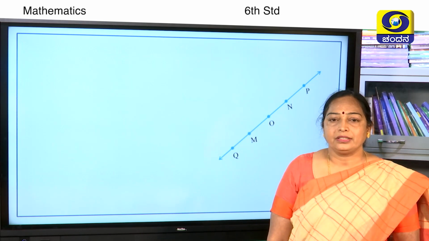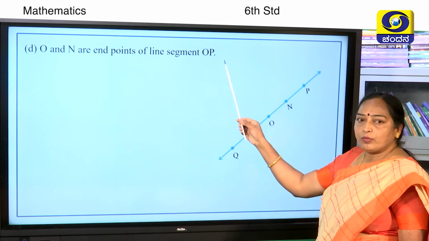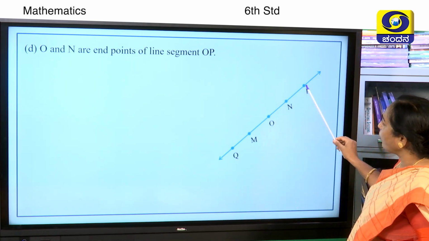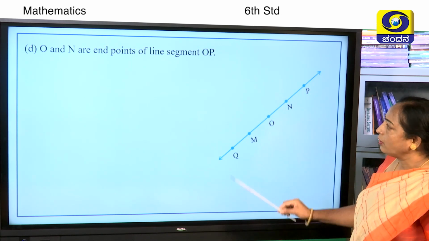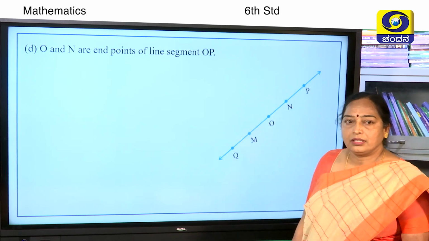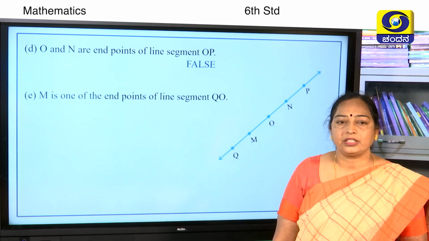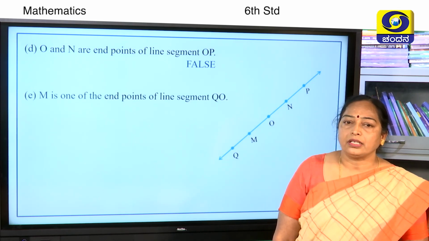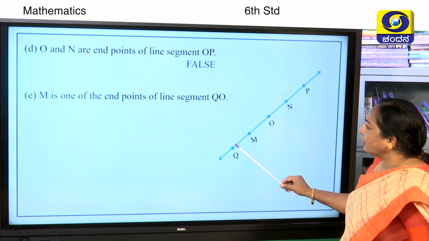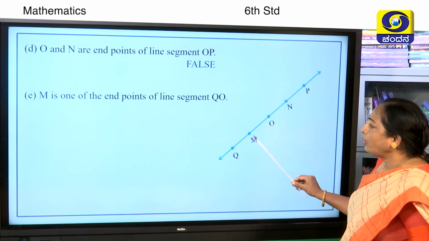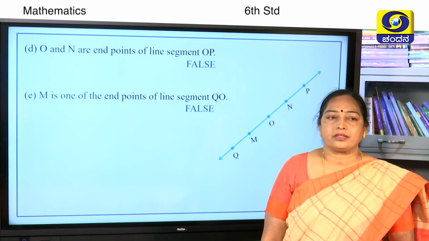Let us take one more statement. O and N are end points of line segment OP. Look at this line segment OP. Here, O and P are the end points of the line segment OP, but not O and N. Therefore, the given statement is false. Next one. M is one of the end points of the line segment QO. QO is a line segment, but M is not the end point of line segment OQ. So, this statement is false.